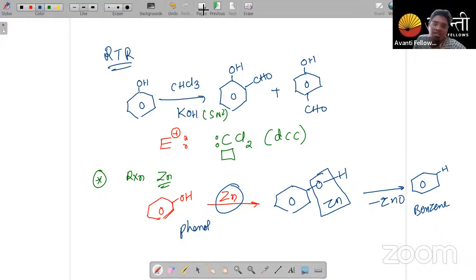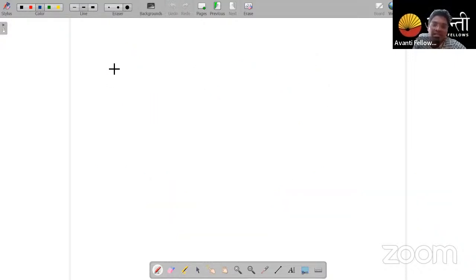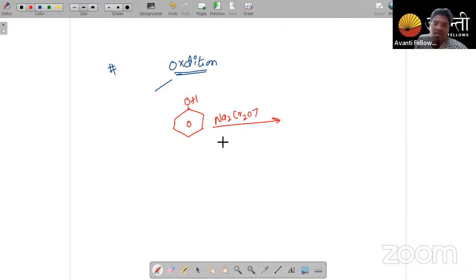Now, next one. What is the next case we have seen here? The next one is oxidation. How do you do the oxidation? The oxidation reaction is very important and prominent in our examination, right? That is phenol. Phenol under the use of Na2Cr2O7 in the presence of H2SO4 or any strong acid. So what is the product you are going to get?